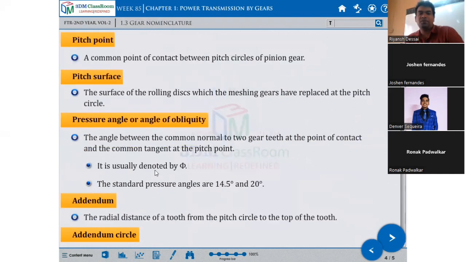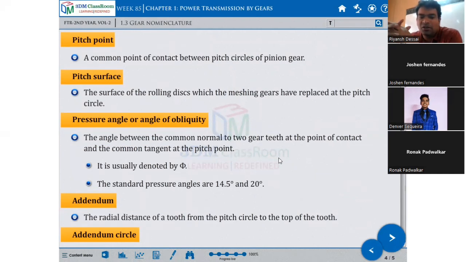In this definition, the pressure angle is formed exactly at the pitch circle diameter. It is the angle between the common normal to the two gear teeth. Both driver and driven teeth get meshed, and that forms the pitch circle. At that point, this pressure angle forms, between the common normal at the point of contact and the common tangent at the pitch point. There will be one common tangent from the pitch point. It is usually denoted phi.